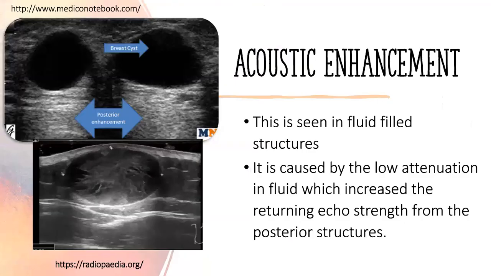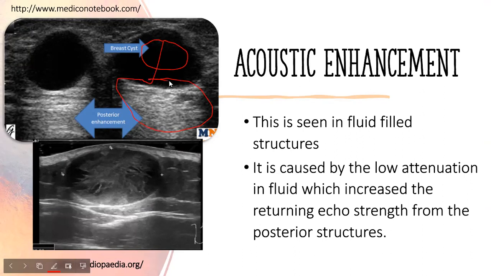The next artifact we're going to look at is acoustic enhancement. This usually occurs in fluid-filled structures and is caused by the low attenuation in fluid, increasing the returning echo strength from structures posterior to the fluid-filled structure. So let us have a look at these images. In our first image, you can see the cystic lesion, and below the cystic lesion, we see the acoustic enhancement. This is a simple cyst.